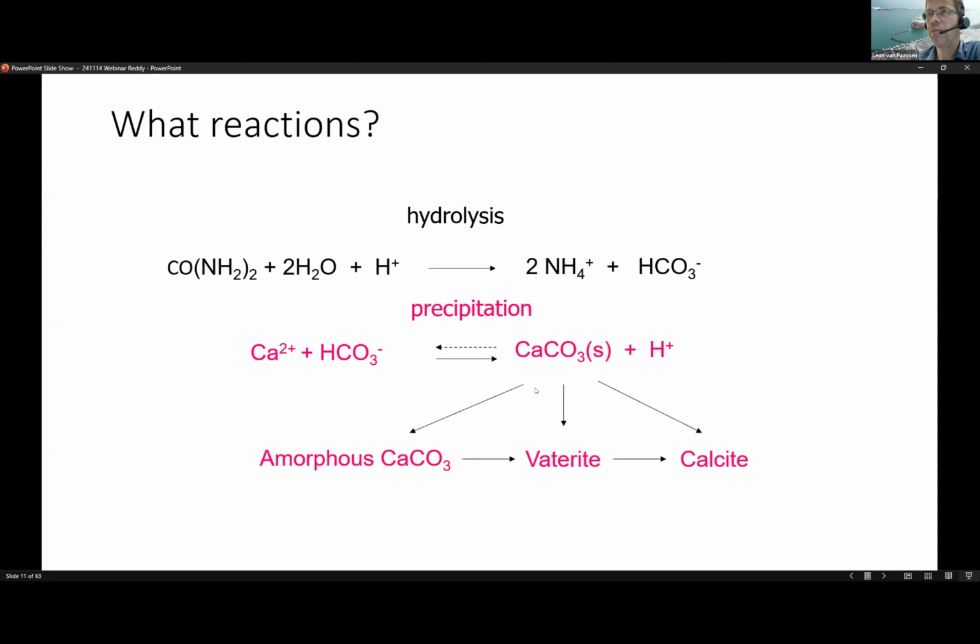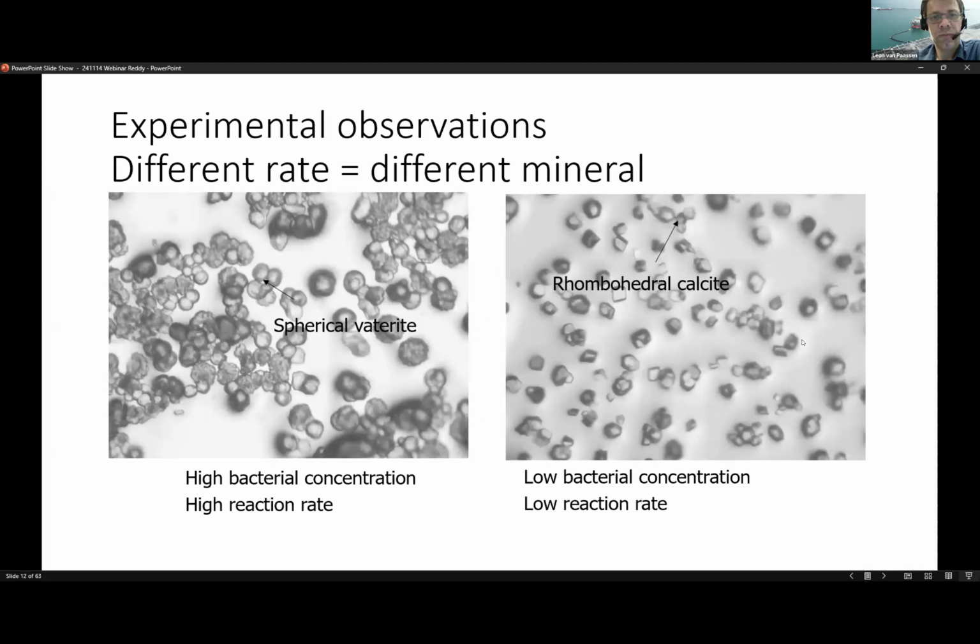Each of these components can be formed. And if you want to predict what happens, you really need to include the different types of minerals. So what we do see is that the rate of hydrolysis and the rate of precipitation really affects the type of crystal. So here you can see at a very high bacteria concentration or a high reaction rate, we form so-called vaterite, spherical vaterite crystals. If we use a low bacterial concentration, we form so-called calcite crystals.